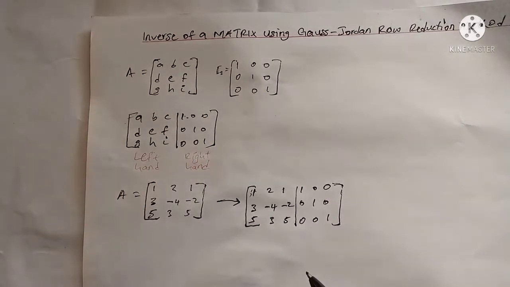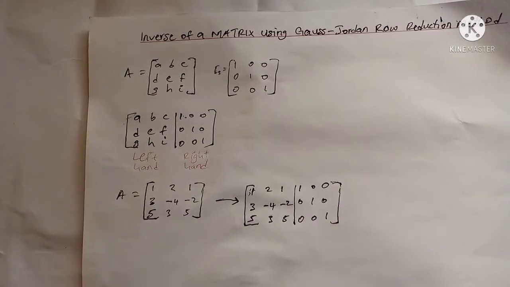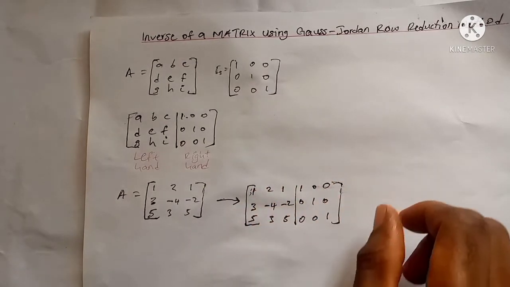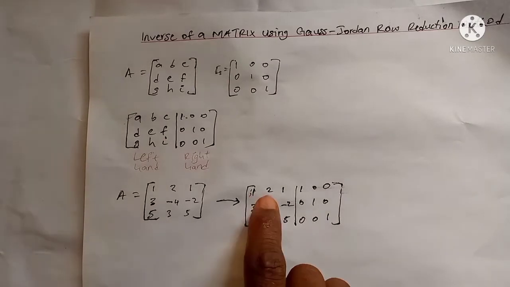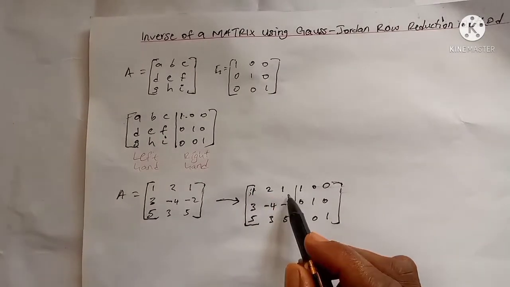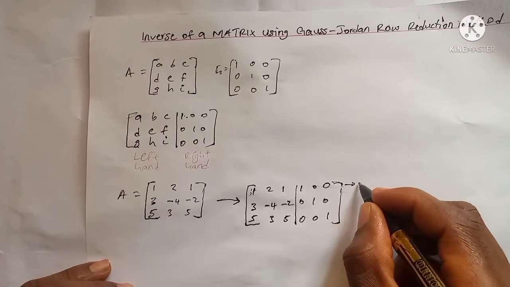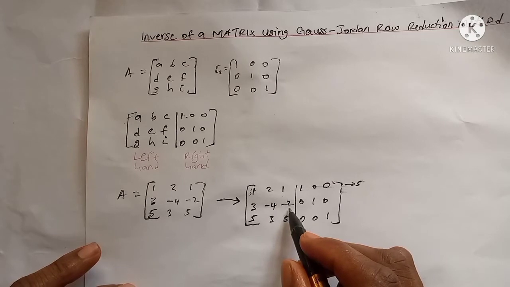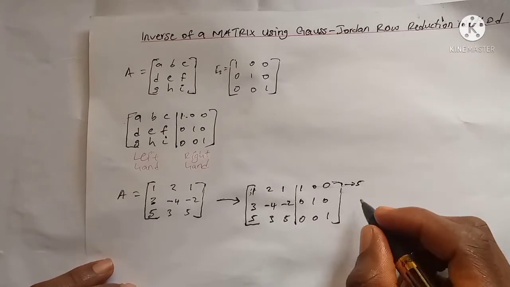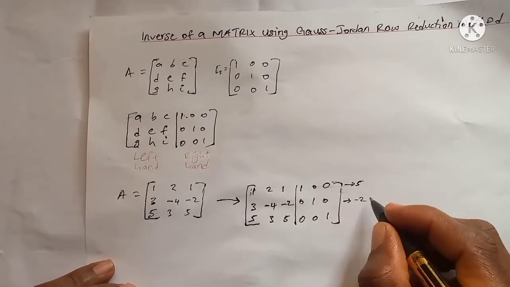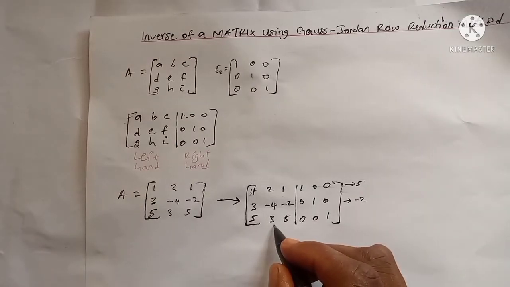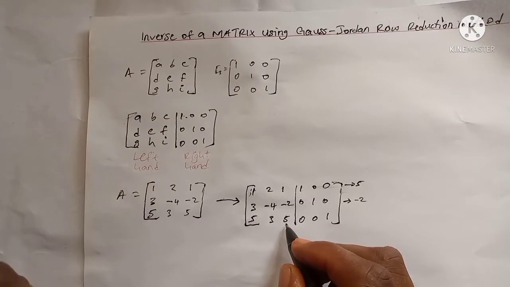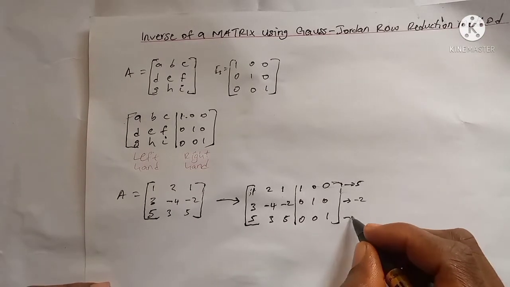There is something I want us to do here. Let's add these rows, row 1, row 2, and row 3, and write the sums by the side. 1 plus 2 is 3, 3 plus 1 is 4, 4 plus 1 is 5. 3 minus 4 is minus 1, minus 1 minus 2 is minus 3, minus 3 plus 1 is minus 2. Then 5 plus 3 is 8, 8 plus 5 is 13, 13 plus 1 is 14.